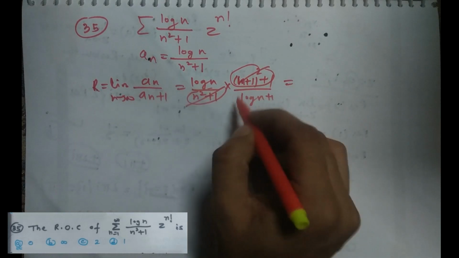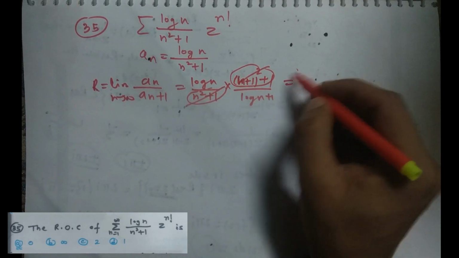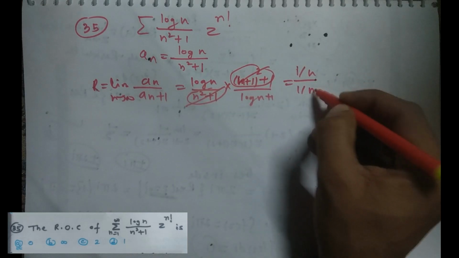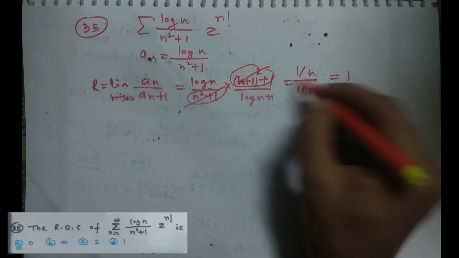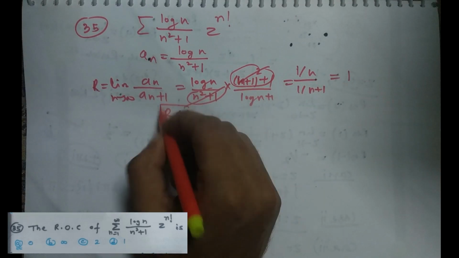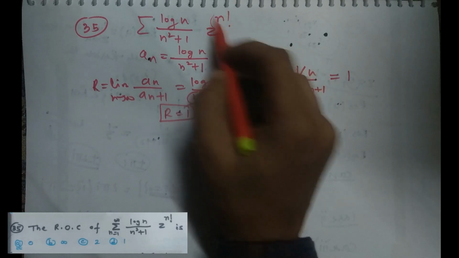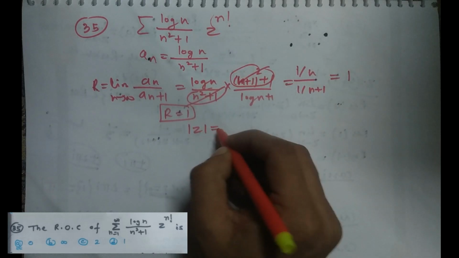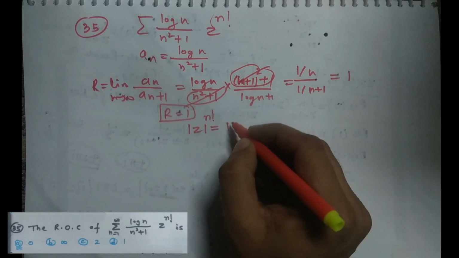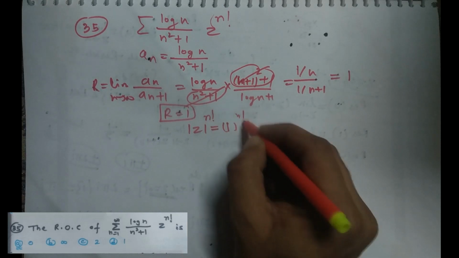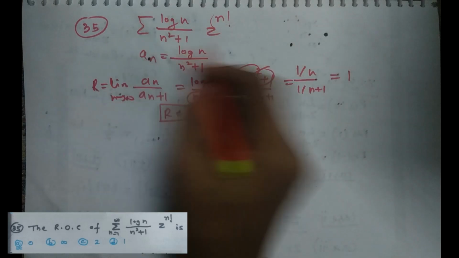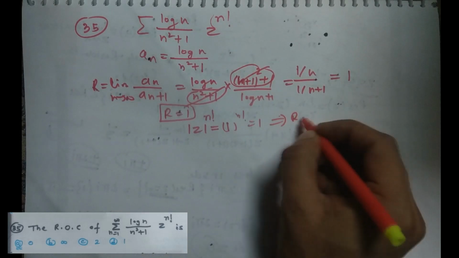If I substitute n equals to infinity, this is indeterminate form, so we have to take derivative by L'Hospital rule. So 1 by n upon 1 by n plus 1. So answer going to be 1 if I approach n towards infinity. So radius of convergence we are getting 1. But see, here we have n factorial, not n. If my mod z is 1, then mod z raised to n factorial is also going to be 1. So for radius of convergence of this series also, 1.